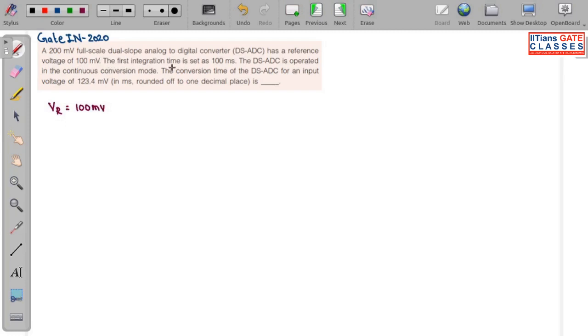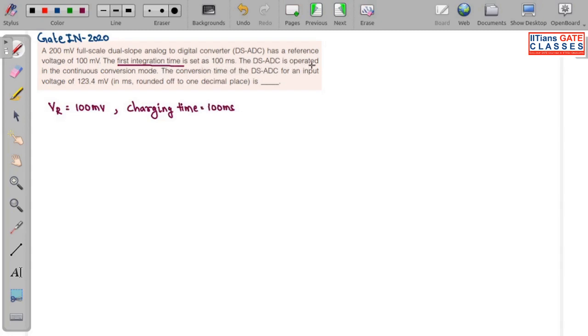The first integration time, what does this mean? This is basically the charging time. So the charging time is equal to 100 millisecond, or you can also say it is the integration time.